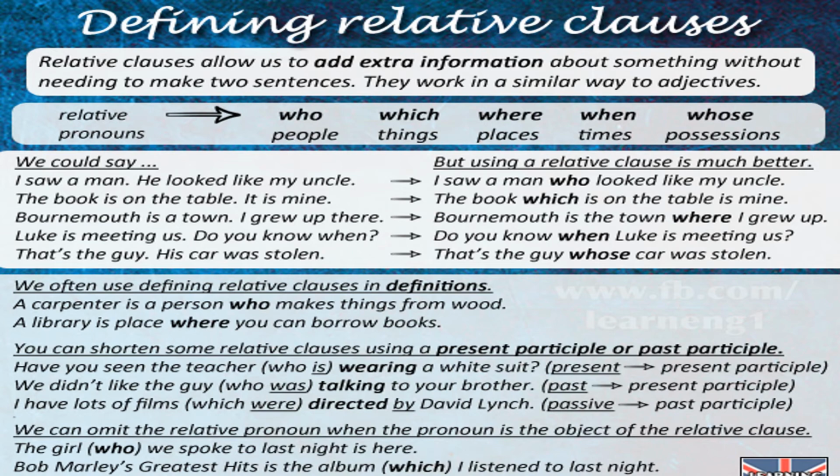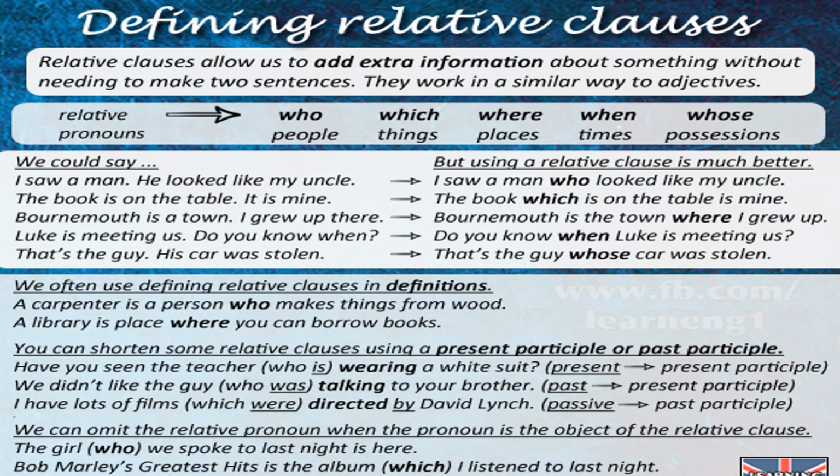Relative clauses allow us to add extra information about something without needing to make two sentences. They work in a similar way to adjectives. So relative pronouns like who is used for people, which used for things, where used for places, when used for times, and whose used for possessions.